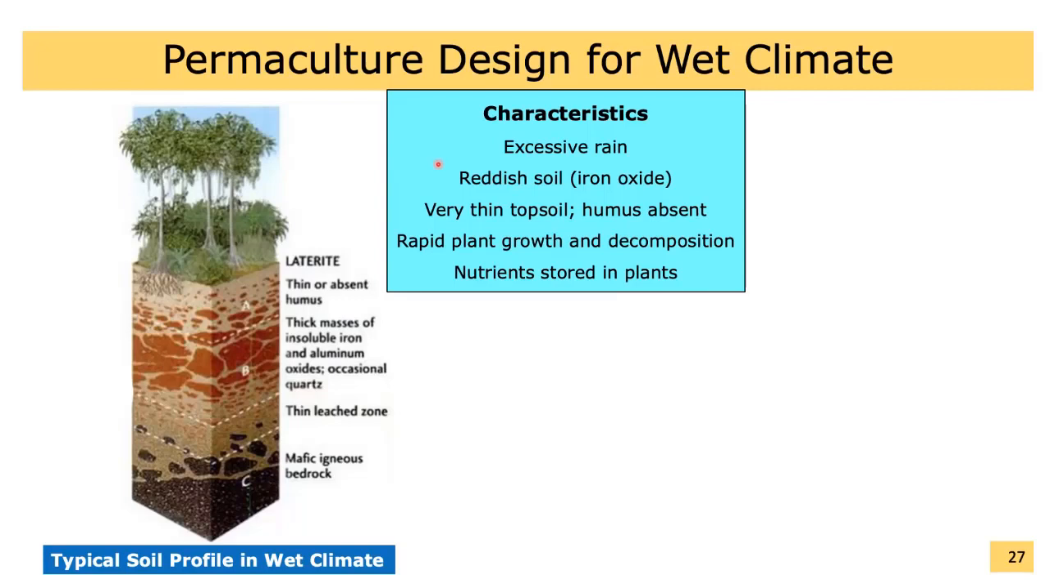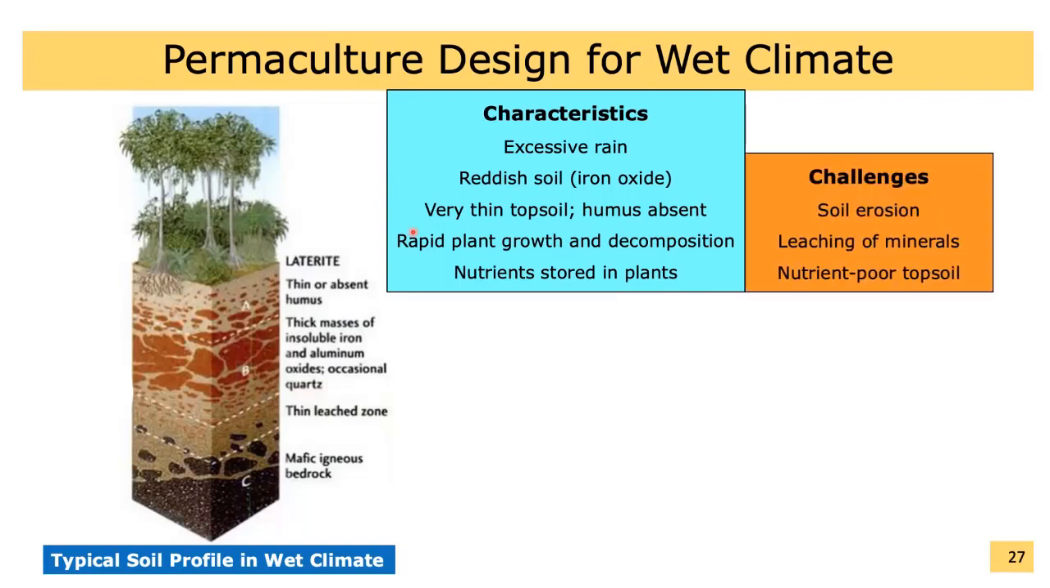Because of excessive rain, plants grow very rapidly and there is also rapid decomposition. Nutrients are stored in plants in wet climate. Challenges of wet climates are soil erosion because of excessive rain. As a result, there is leaching of minerals, and topsoil is mostly nutrient poor.